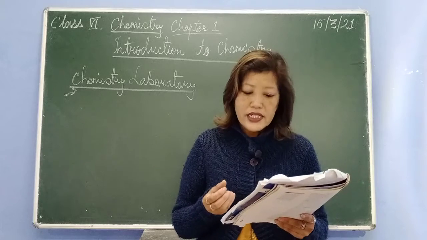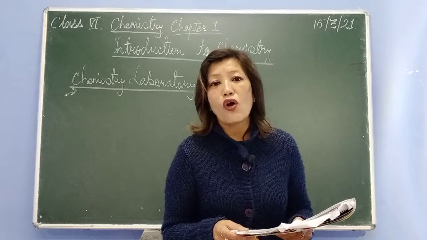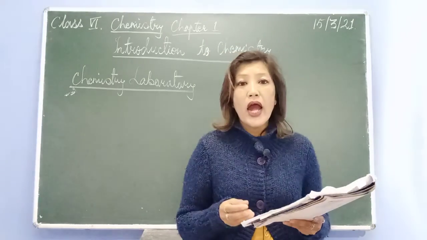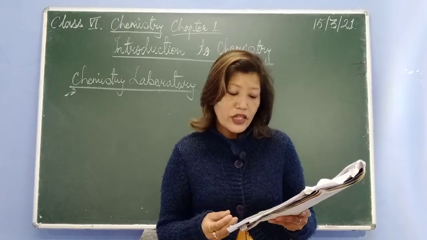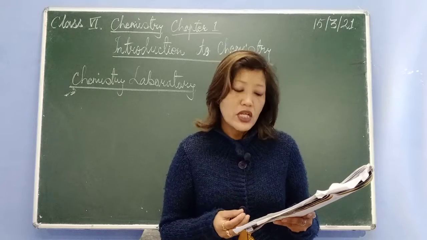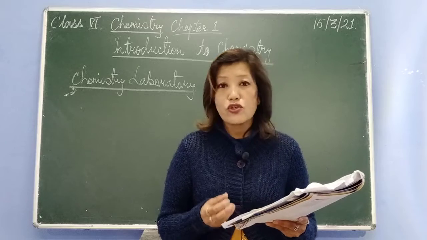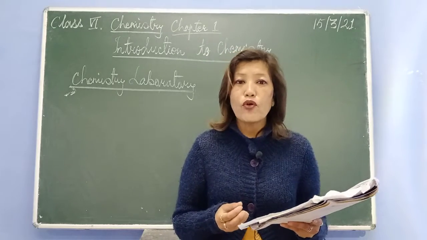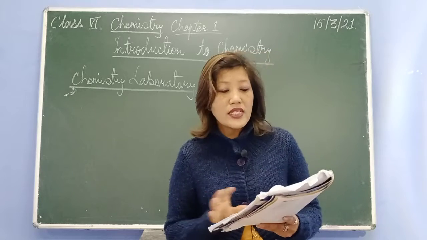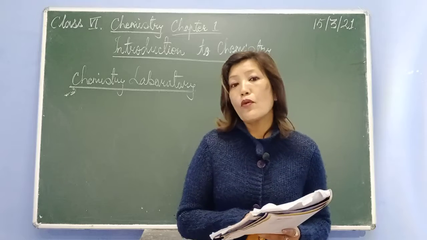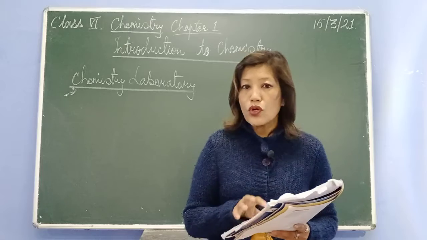Then evaporating dish or china dish, which is used for heating or evaporation of substances. Then wire gauze, which helps in heating glass apparatus evenly and therefore reduces the chances of breakage. Bunsen burner, which is used for heating. Then there is a tripod stand, which is used to support other apparatus. So these are some common laboratory apparatus which I wanted you to go through.